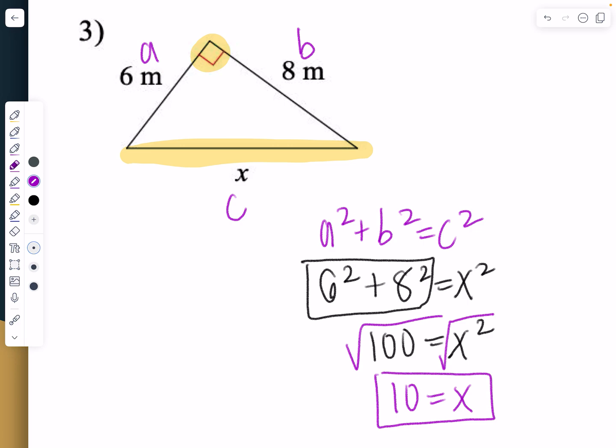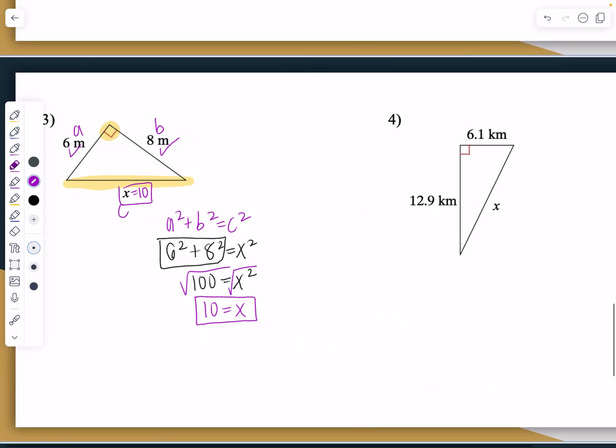So does that make sense as an answer? If x is 10, is that bigger than 6 and bigger than 8? Both of those are true.